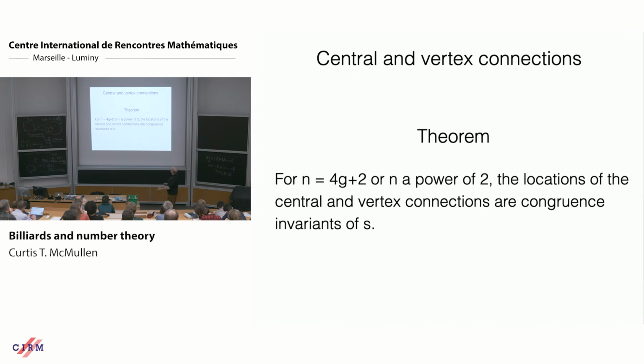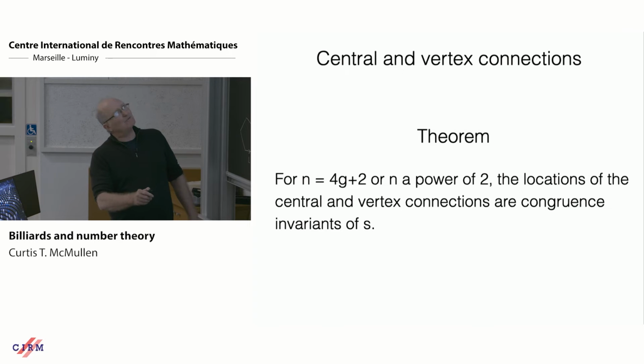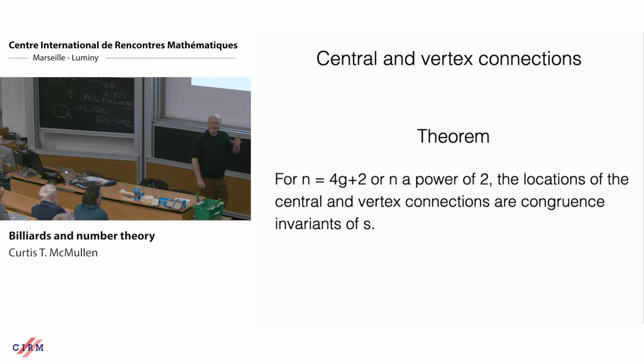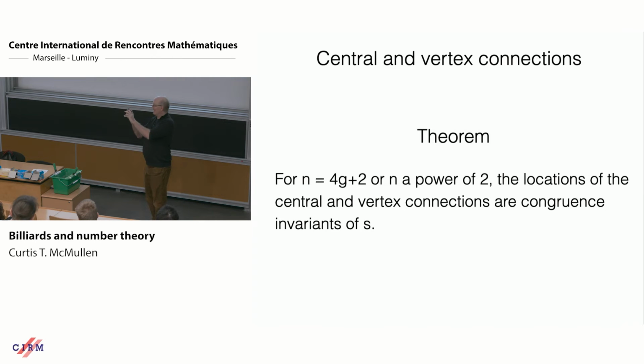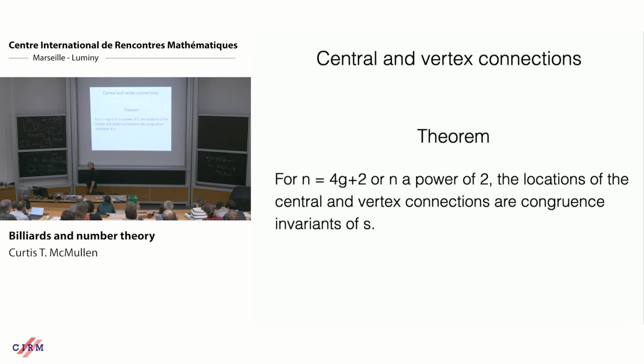So I won't state the theorem in detail, but roughly speaking, for certain values of n that are even, the location of these central and vertex connections can be computed by reducing things mod 2. They're congruence invariants. But this only works when n is equal to 2 mod 4, or, like in the case of the octagon, when it's a power of 2. Now you'll remember at the beginning, I mentioned that there's some special values of n that I like a lot and that are studied a lot: 5, 8, 10, and 12. And the reason is that in those cases, we know what all the periodic slopes are. And so I've done everything but 12.